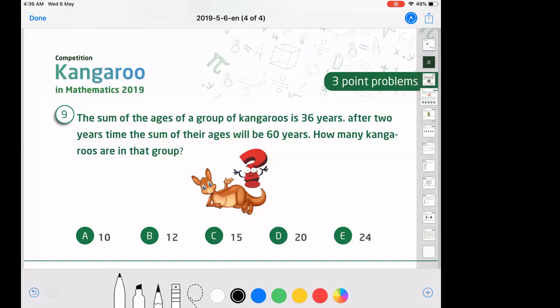Hello, my friend. Let's solve the kangaroo question in Mathematics 2019 for grade 5 and 6.